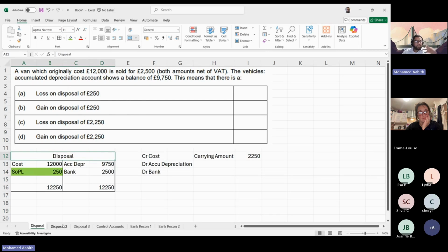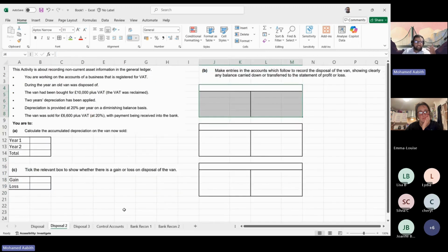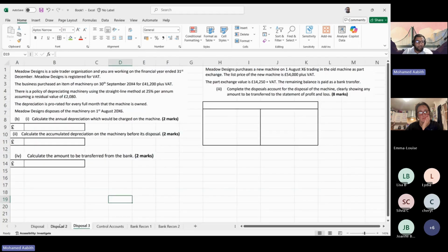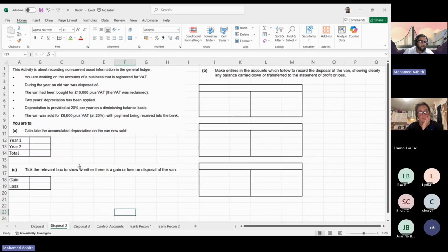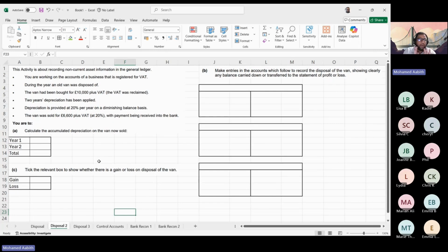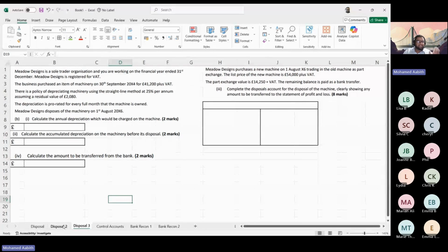So let's look at two further questions here. I extracted these two questions from practice papers from different publishers. I have one from Kaplan and one from Osborne's, but I'm not sure which is which. But let's have a look at it. You may find these questions are eerily similar.